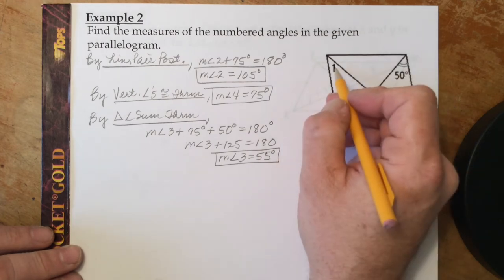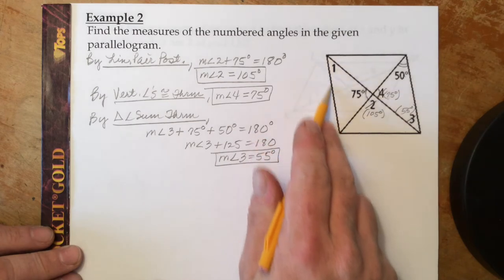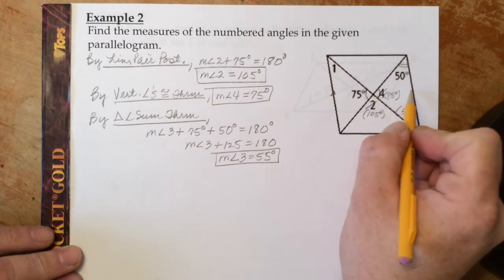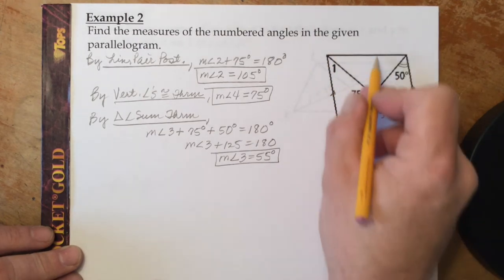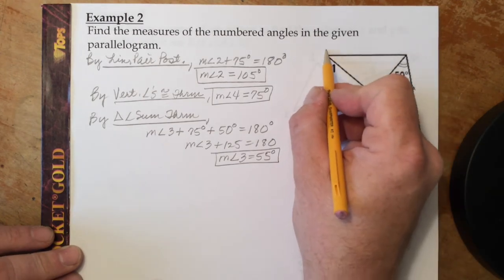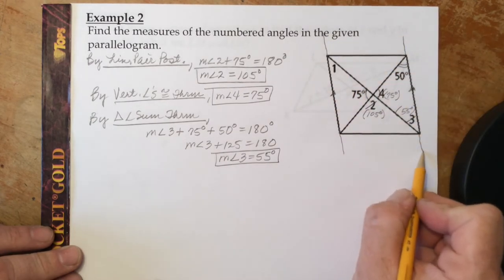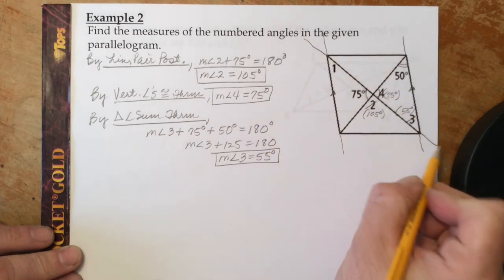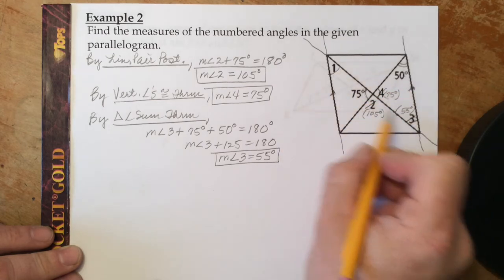Finally, we have the measure of angle 1. Notice that since this is a parallelogram, opposite sides are parallel by definition of a parallelogram. Since these two sides are parallel, in addition to these two, if we extend these two sides, and extend this line right here as a transversal, notice that these two angles here, angle 3 and angle 1, are what kind of angles?